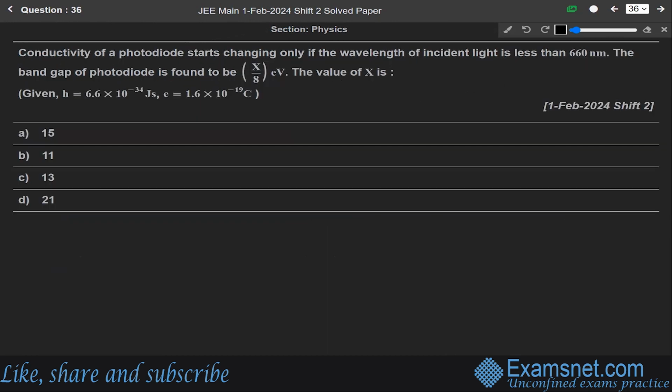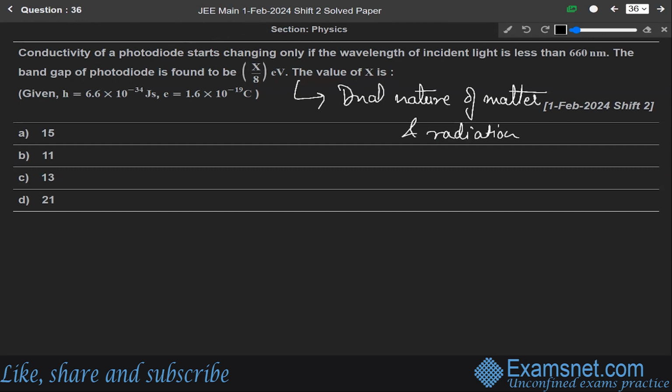Now, next question 36. Conductivity of a photodiode starts changing only if the wavelength of incident light is less than 660 nanometer. The band gap of the photodiode is found to be x by 8 electron volt. We have to find the value of x. This question is from the chapter of dual nature of matter and radiation. So we have to find the band gap. Band gap basically is the energy. We represent band gap as Eg.